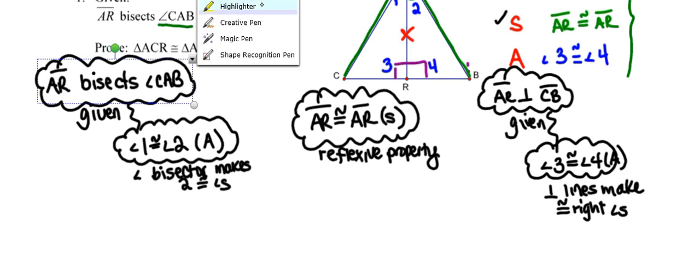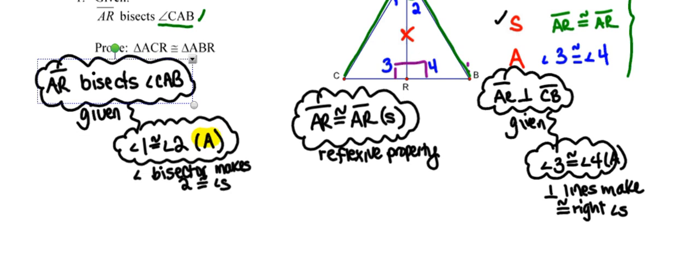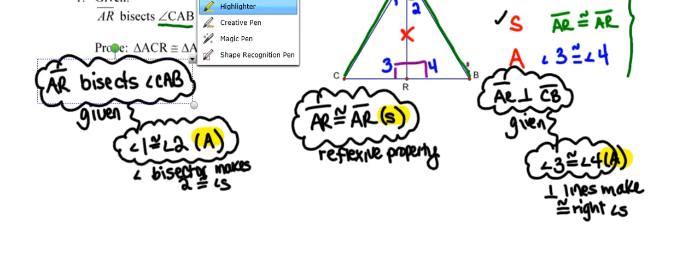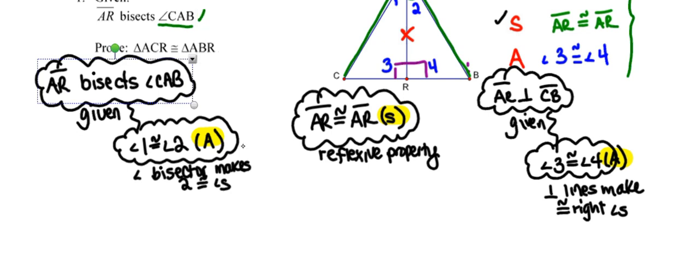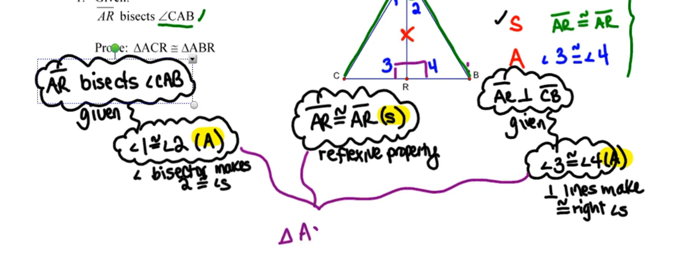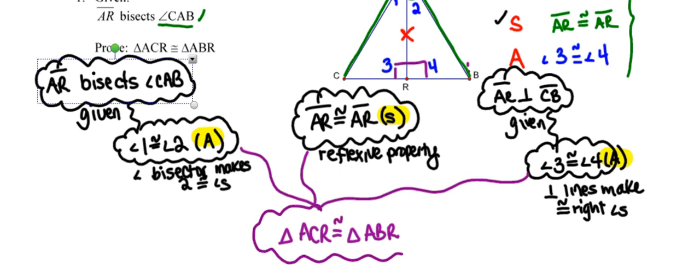So at this point, now that I've talked about one pair of congruent angles, two pairs of congruent angles, and a pair of congruent included sides, I can pull all three of those together and use angle side angle to prove that triangle ACR has to be congruent to triangle ABR. And I'm simply going to use for my reason angle side angle.